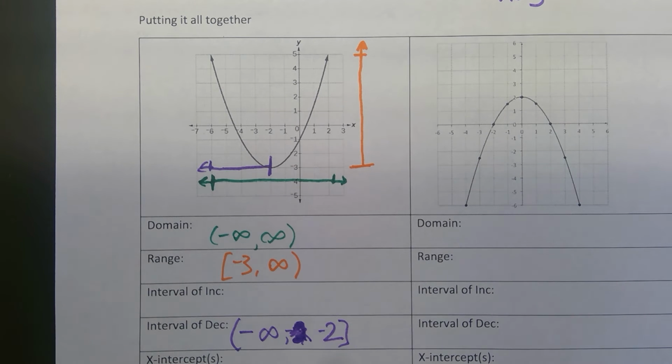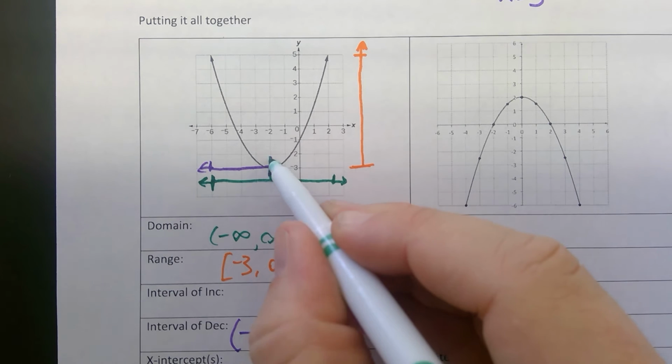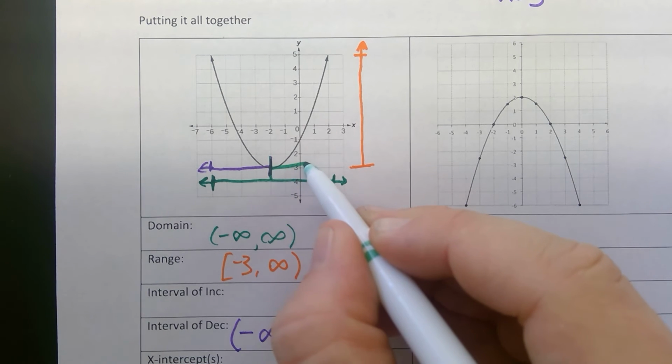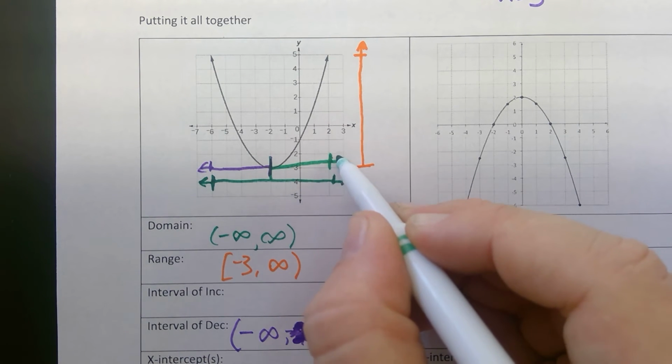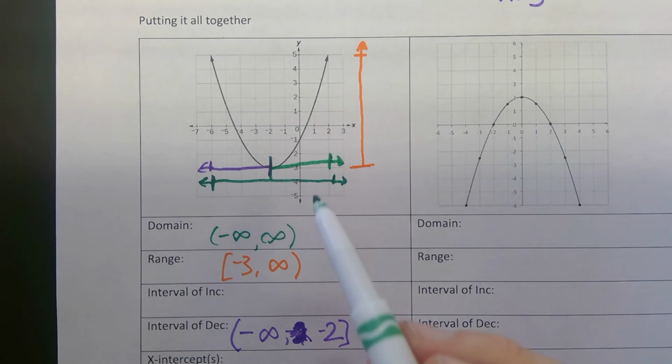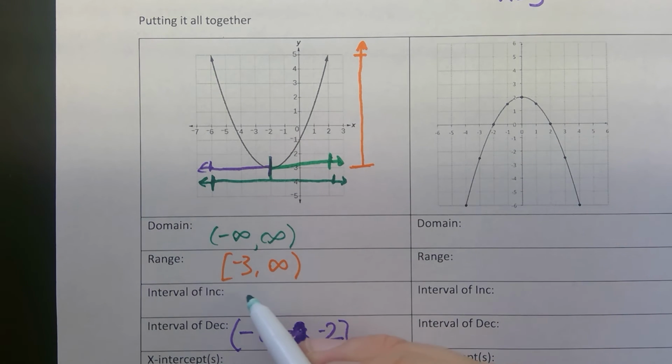Now let's look at the other side. It starts increasing at negative 2, and it increases, increases, increases, stops, but there's an arrow, so it's going to go up forever. So I have negative 2 is where it starts increasing, and it goes all the way up to infinity.